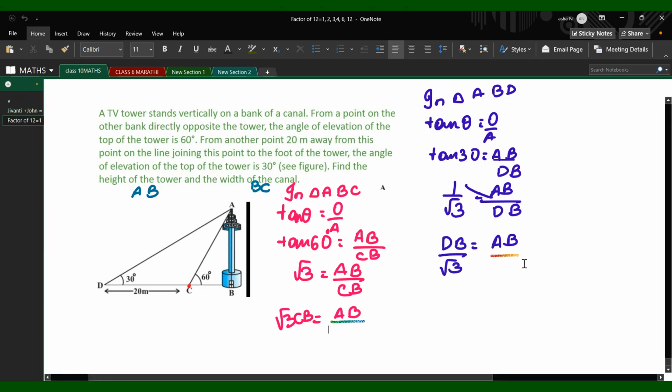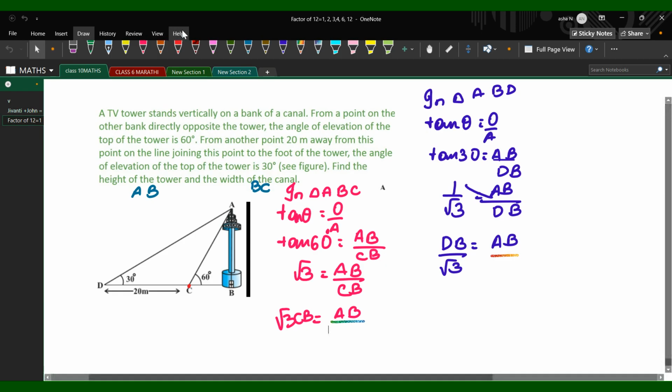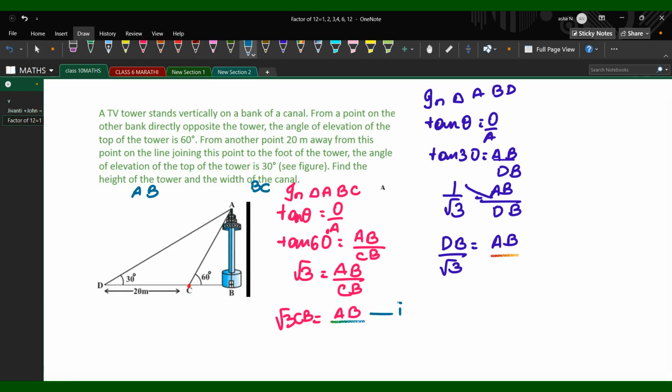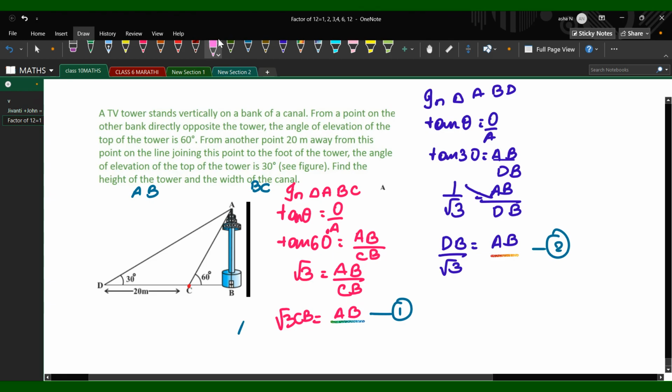You can see it. Now see, right hand side is equal to right hand side. So from 1 and 2, if the right hand side is equal to right hand side, we can say the left hand side is also equal to left hand side. So root 3 CB is equal to DB upon root 3. Then root 3 and root 3 we can solve a little further.